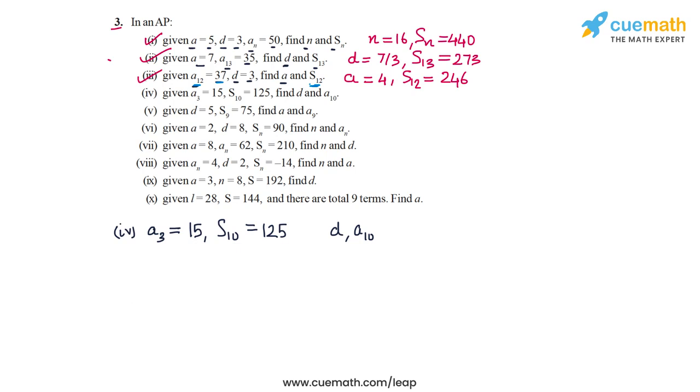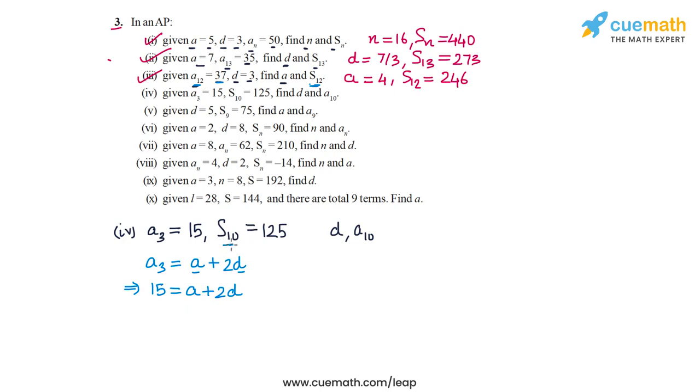So let's make two equations in A and D. A3 can be written as A plus (n minus 1) D, or (3 minus 1) D. So that's 2D. So A3 can be written, in terms of A and D, as A plus 2D. If we plug in the value of A3, we get 15 equal to A plus 2D. So this is one equation in A and D.